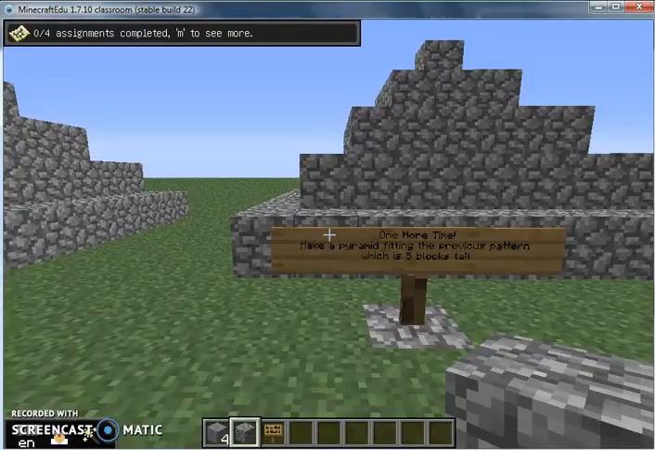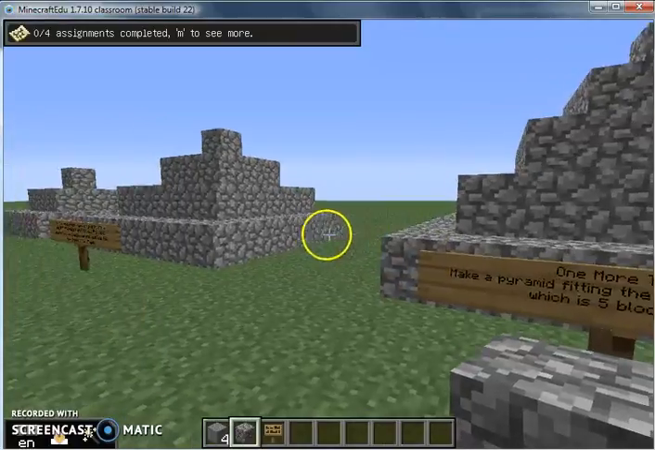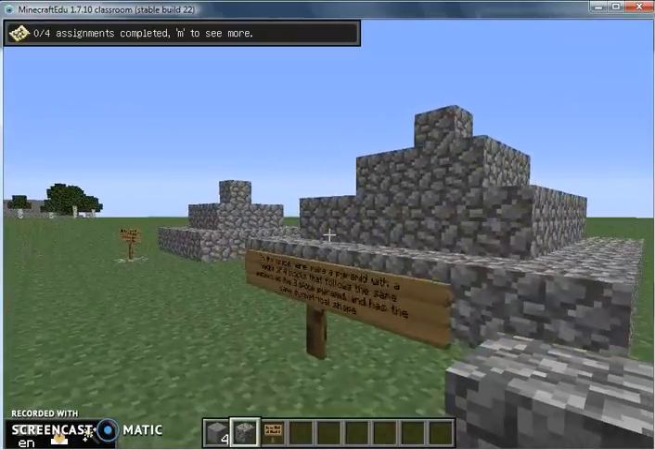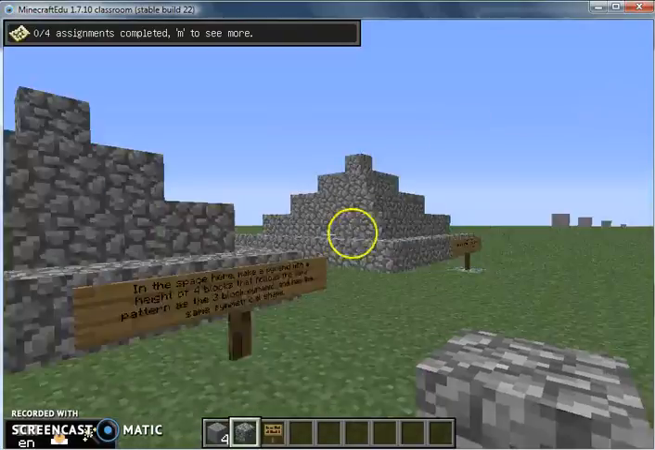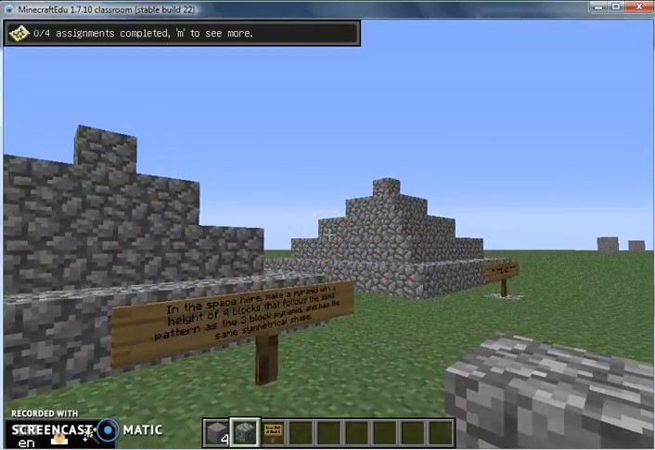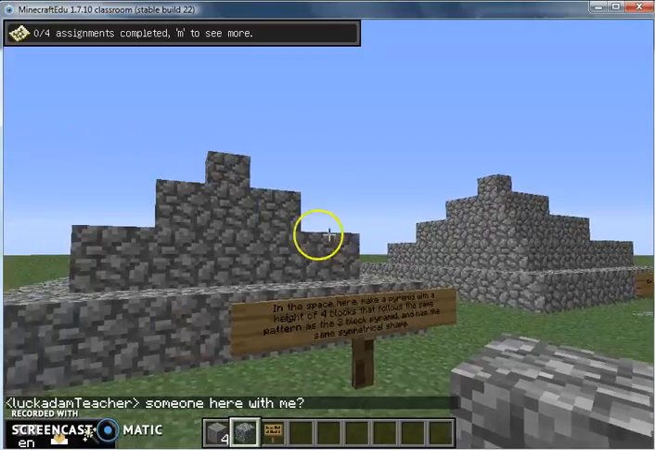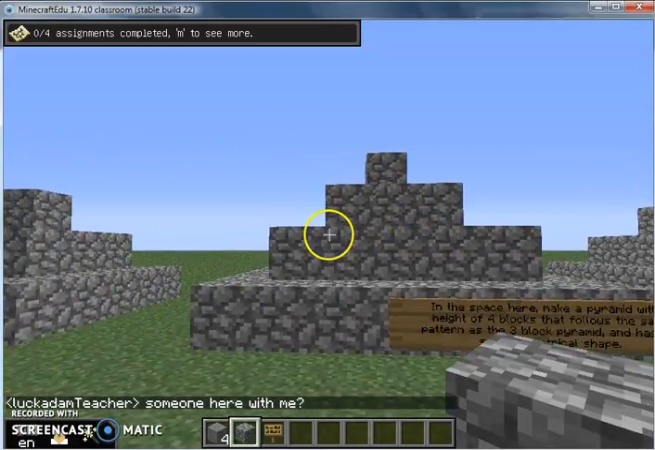tall. Now, the first reason I want them to do this is to feel the difference in just how many blocks it takes to build something that's 3 units tall with this pattern and then 5 units tall. It's way more than just twice as many blocks. So there's a huge, huge difference there.